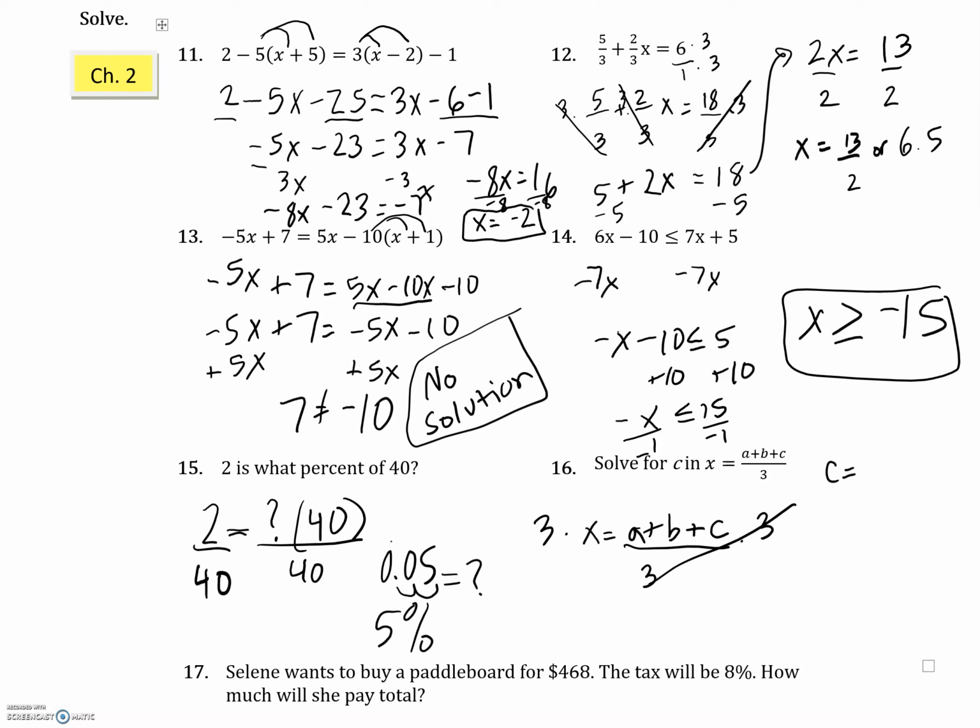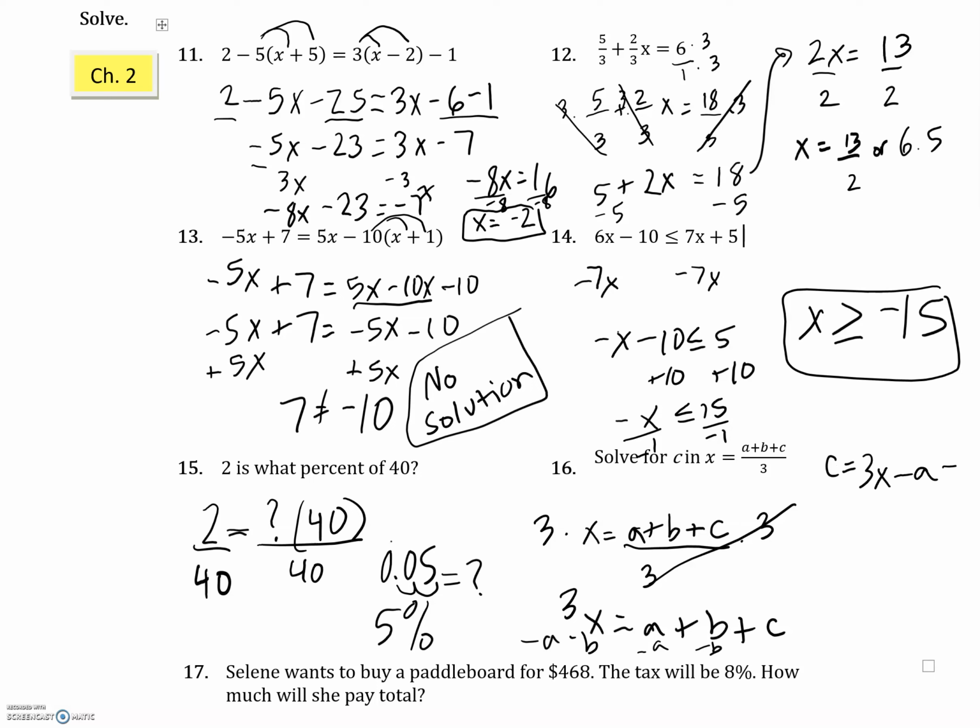Over on the right, those will cancel. I'm left with 3x equals A plus B plus C. And I need to get rid of both the A and the B to get C by itself, so I'm just going to subtract those both from both sides. If you want to do one at a time, you can. My final answer will be C equals 3x minus A minus B.